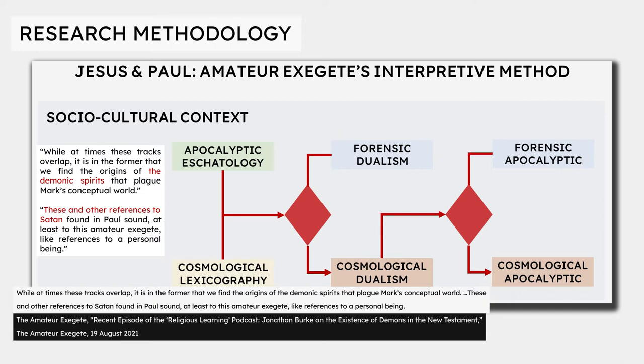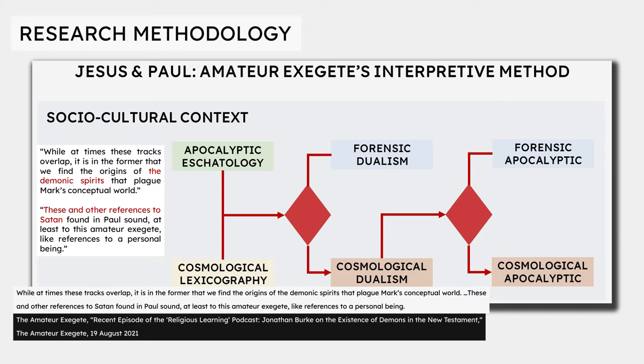How does he identify their cosmological dualism? By examining their lexicography. When he sees Jesus referring to Satan and demons, and Jesus performing exorcisms, he concludes Jesus held typical beliefs in supernatural evil beings, and that he therefore held to a cosmological dualism. When he sees Paul referring to Satan, he concludes Paul held typical Second Temple beliefs about Satan as a supernatural evil being, and that he therefore held to a cosmological dualism. All of this seems entirely reasonable.